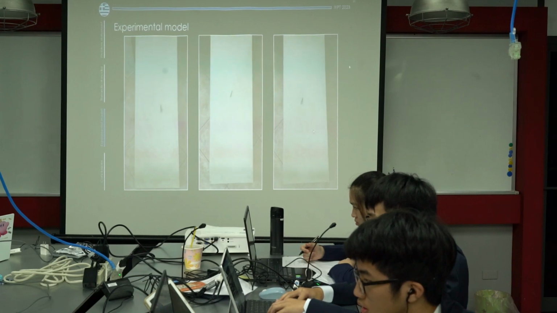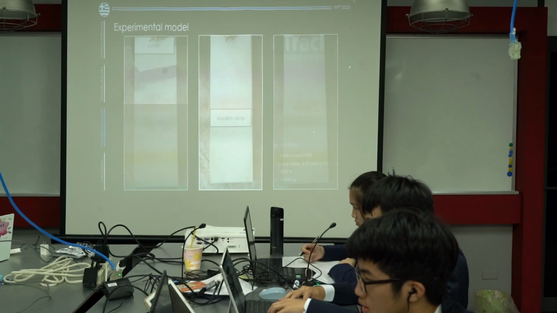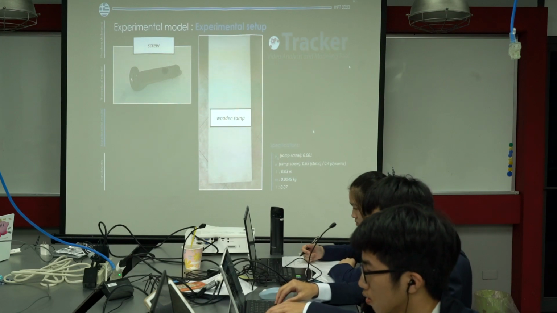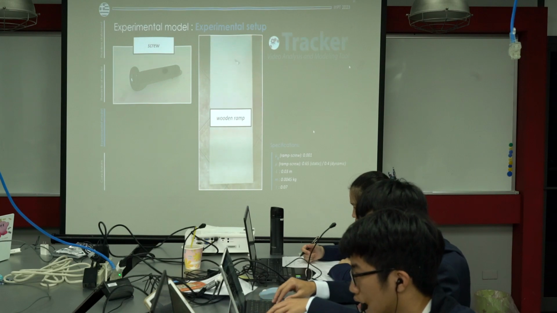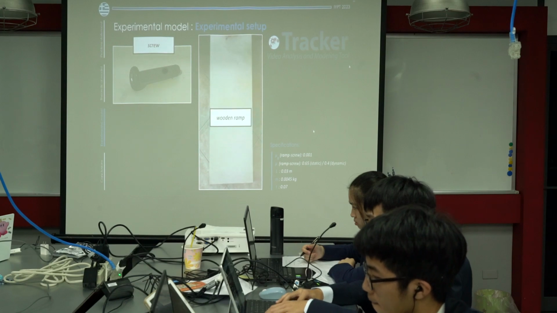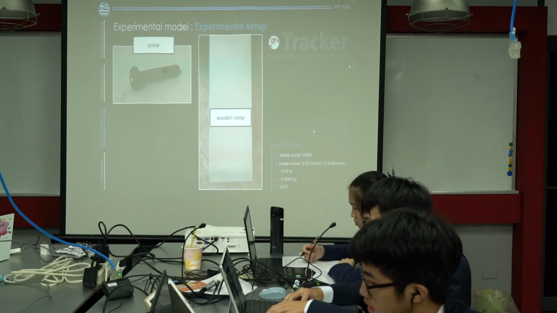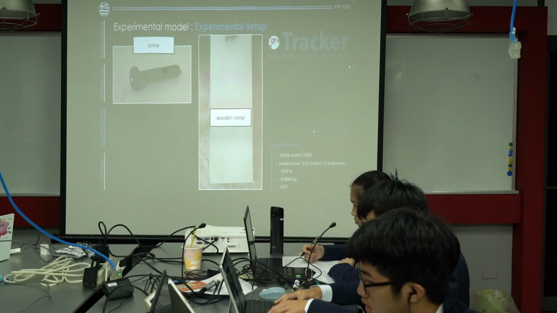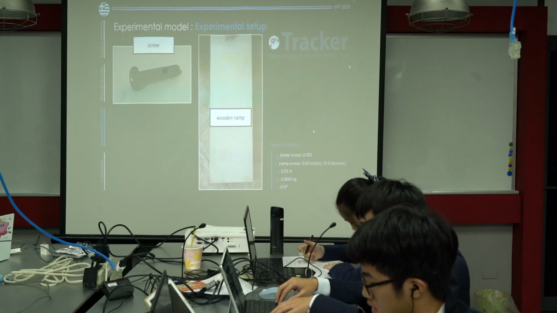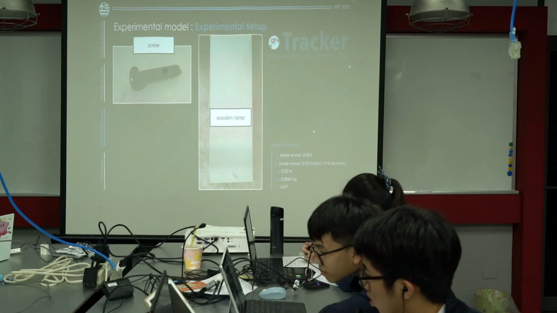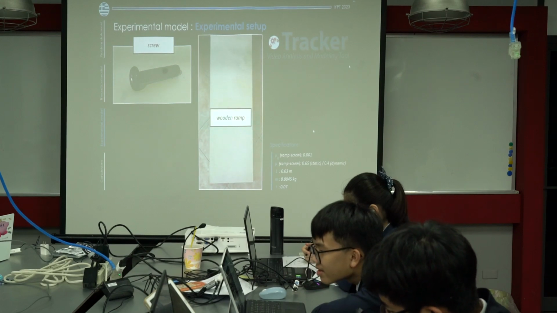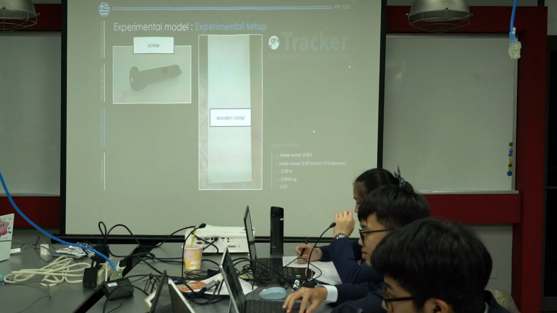Now, here's our experimental model, as you can see, and it consists of the screw, as you can see on the left-hand side, the wooden round, and we also used the software Tracker. Some specifications about our experimental setup: the rolling coefficient of friction is 0.01, the static coefficient of friction is 0.65, whereas the dynamic one is 0.4. The length of the screw is 0.03, the mass 0.0045, and the moment of inertia 0.07.